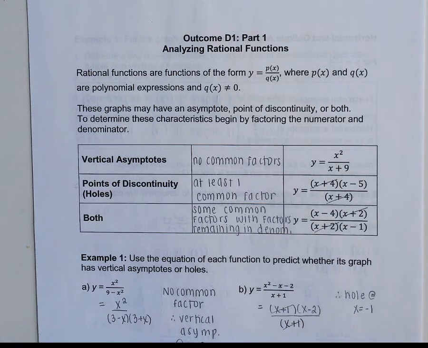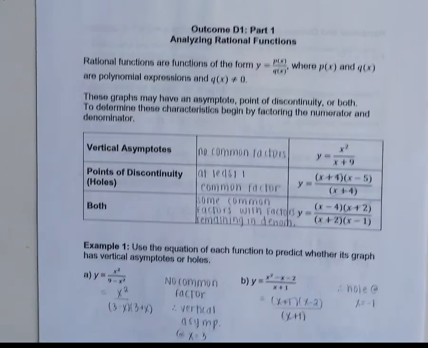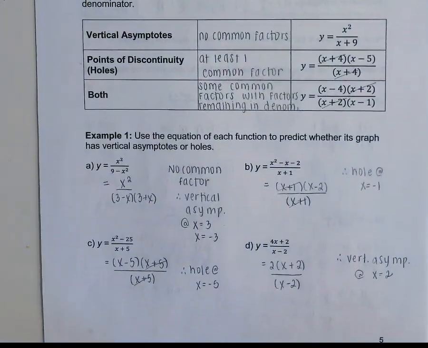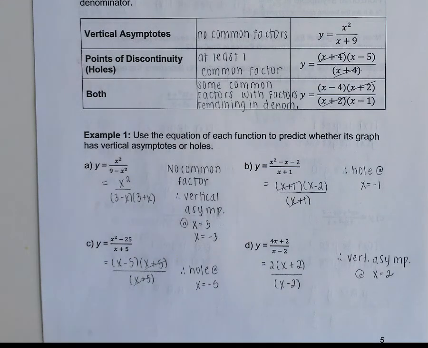Now, in this lesson, we're not going to actually get to graphing these like we did with polynomials. We're going to start by just looking at these rational functions and trying to determine their characteristics. In the next lesson, we'll take all of those characteristics and graph them. So in example 1, I've asked you to use the equation to determine whether the graph will have vertical asymptotes or holes in it.